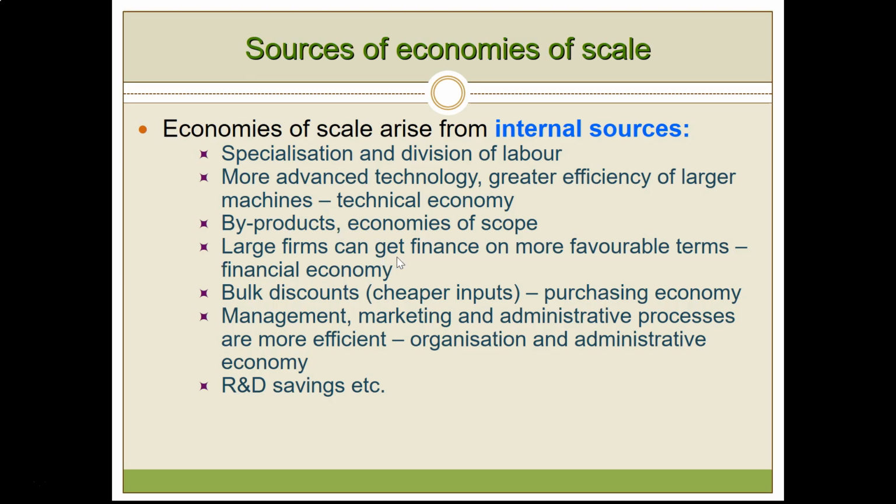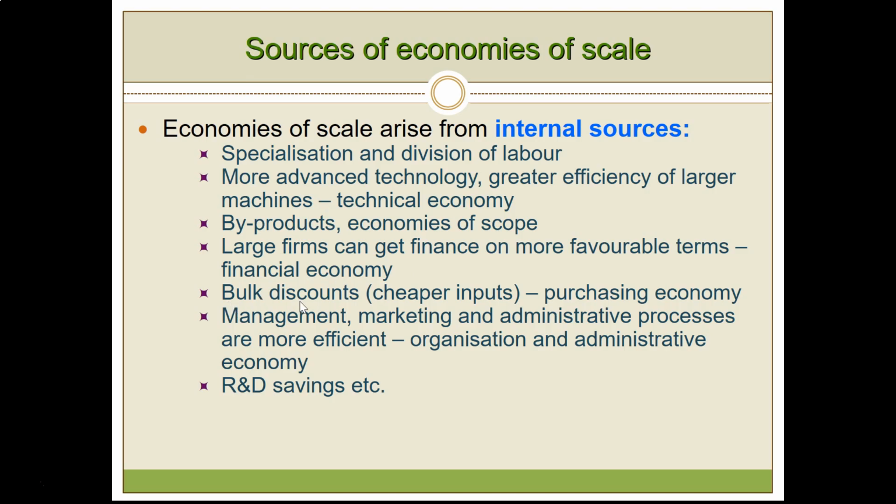Large firms can also get finance on more favorable terms, so-called financial economy. If you're a larger organization producing lots of output, you might be able to get access to finance, to borrowing, to business loans on better terms, which will reduce your financial costs and reduce average costs per unit. Smaller companies might not be able to benefit from this. Their costs are likely to be higher.